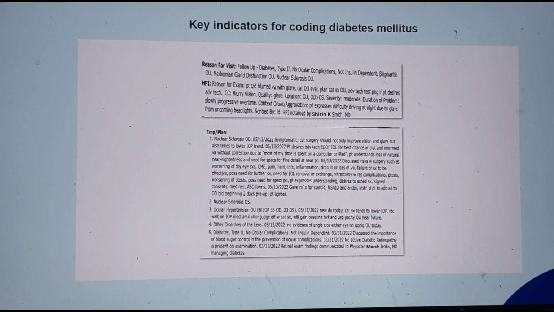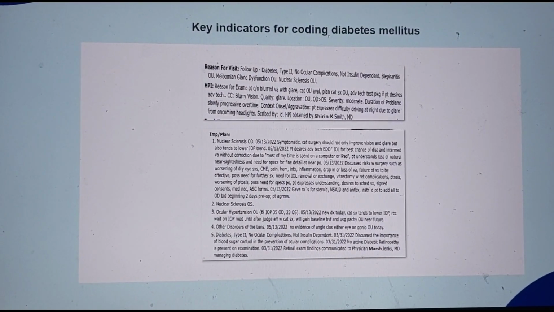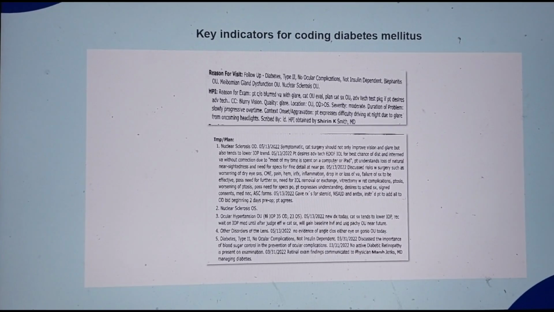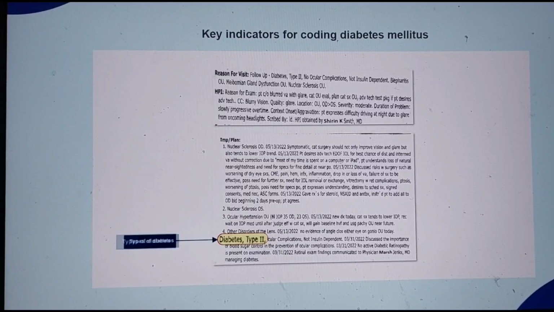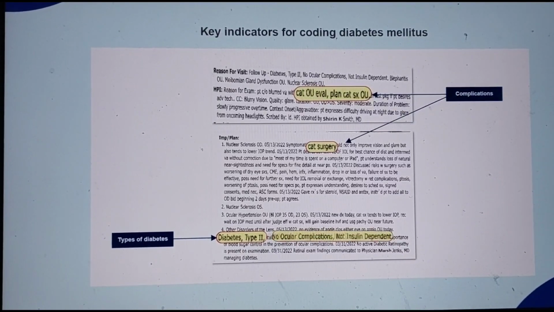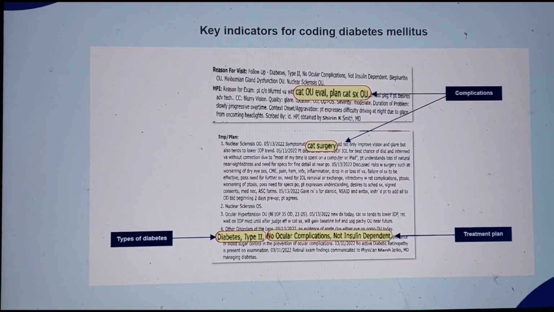Whether you are an experienced coder or new to coding diabetes, it is important to take your time to review the medical chart. Look for the key indicators such as the type of diabetes, presence of complications, and treatment plan to assign the correct diagnosis codes.